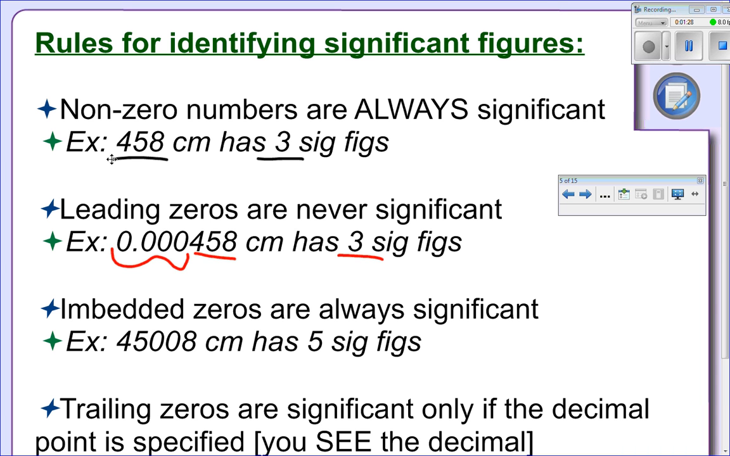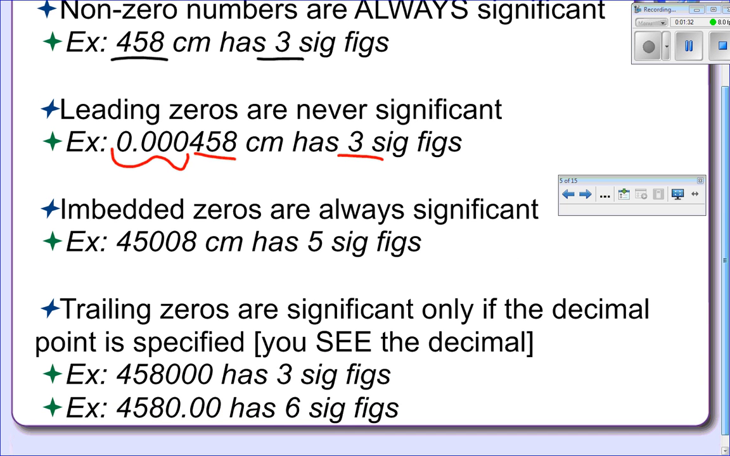Embedded zeros are not placeholders, so therefore they count. That's why in this number, 4,000 or 45,008 centimeters, all of them are significant because those zeros are not placeholders. These zeros right there are not holding a place, so they count. If you took them away, our value would really change, but they're not holding a spot. So therefore, that has 5 significant digits.